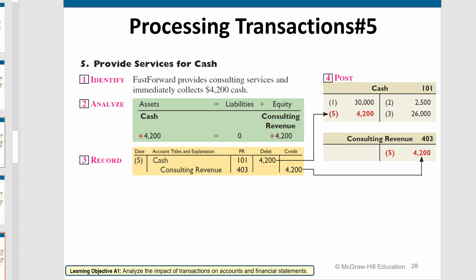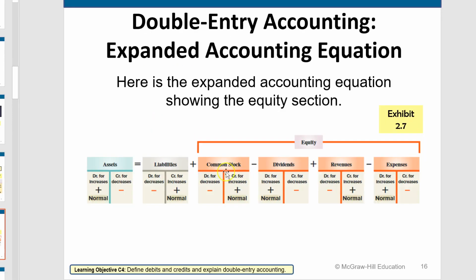All right, and don't forget to memorize the six rules of debits and credits for different types of accounts. This will really, really help you build a solid foundation for this whole semester. So the better you memorize this, the easier the rest of the semester will be for you.